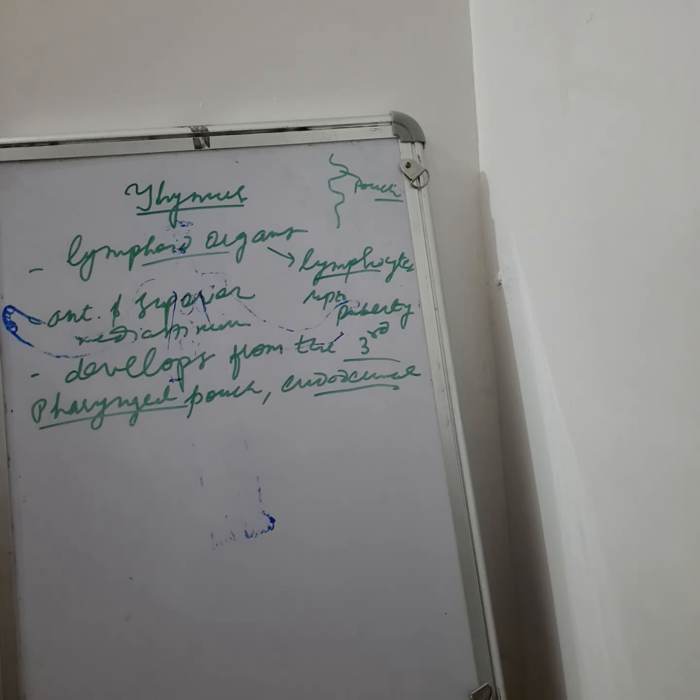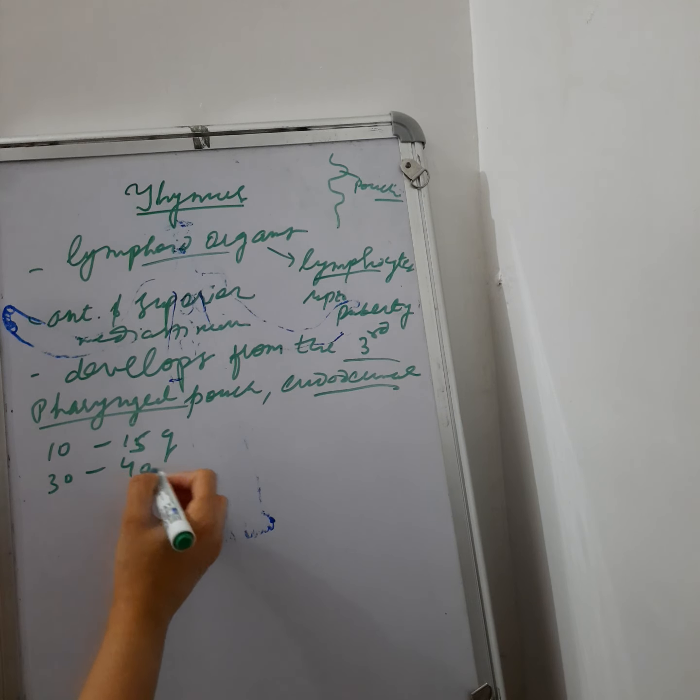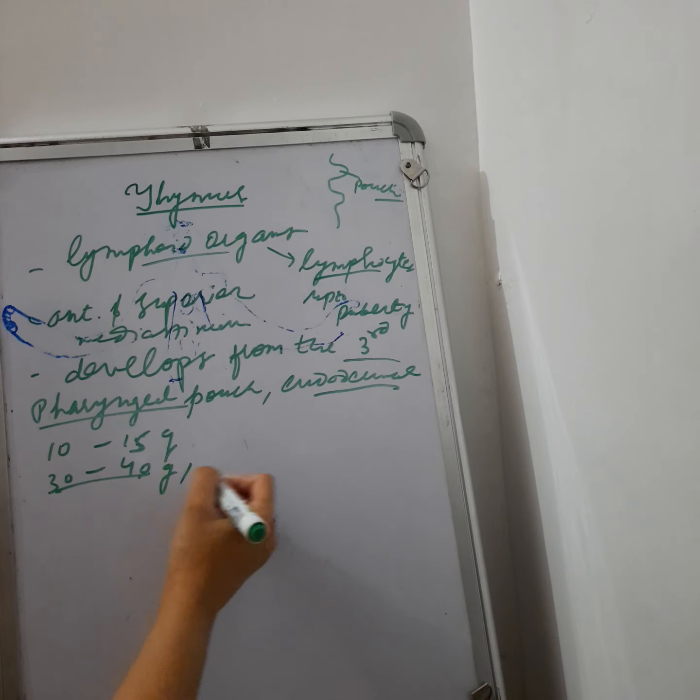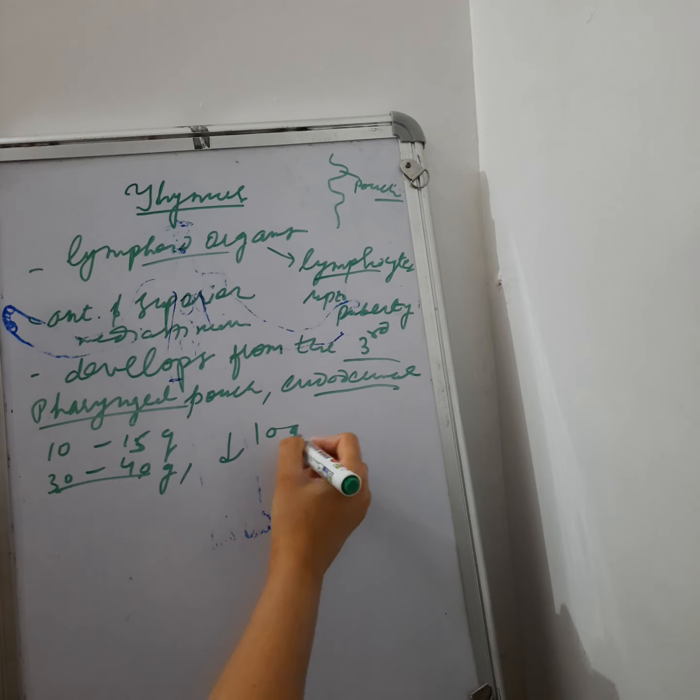The thymus gland's weight at the time of birth is about 10 to 15 grams, and the size increases up to the time of puberty, to about 30 to 40 grams. That is the maximum weight it gains during the lifetime, and after that the size reduces to 10 grams, and slowly after puberty it becomes inconspicuous due to replacement by fat. That means its work is done up until puberty.